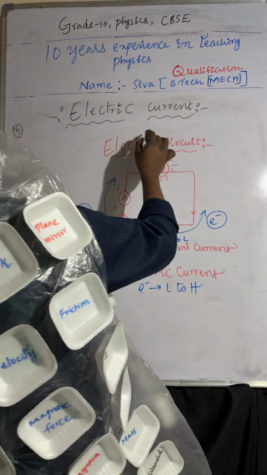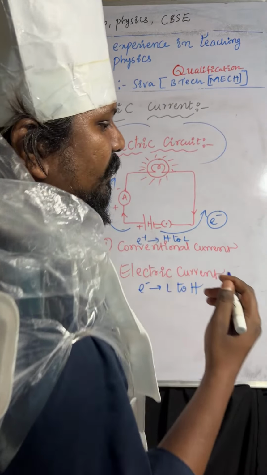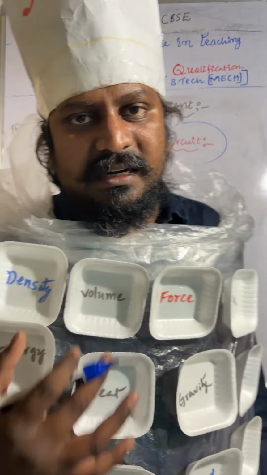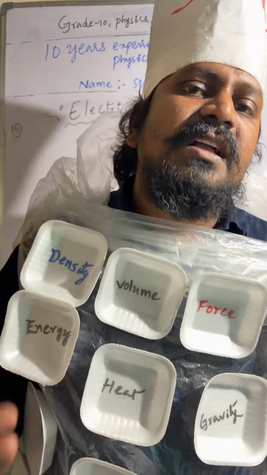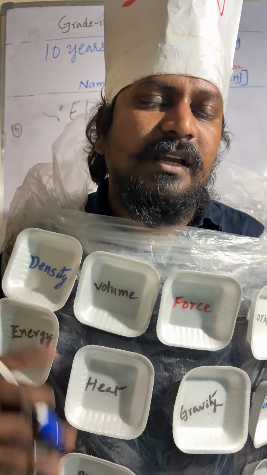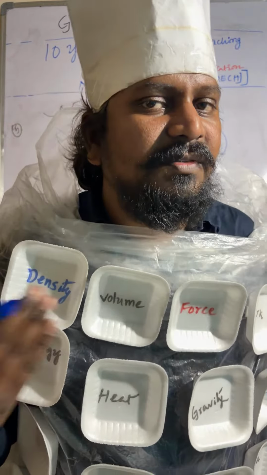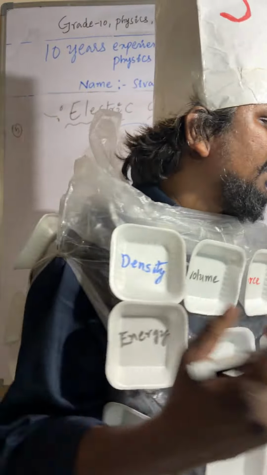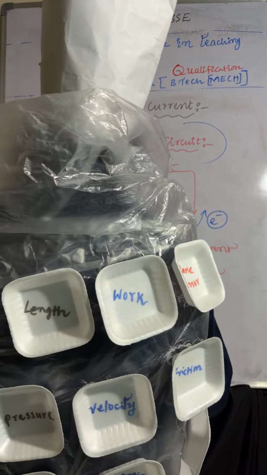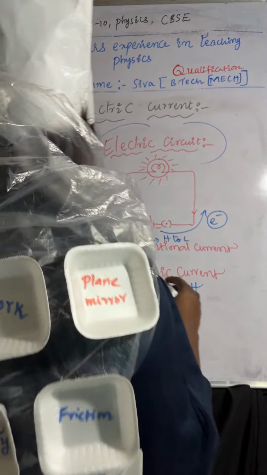And coming to the electric circuit. So what is electric circuit? A closed and continuous path of an electric current is known as an electric circuit. It is a closed path, right? So it is a closed and continuous path of an electric current. Okay, so that is about electric circuit and conventional current and electric current.